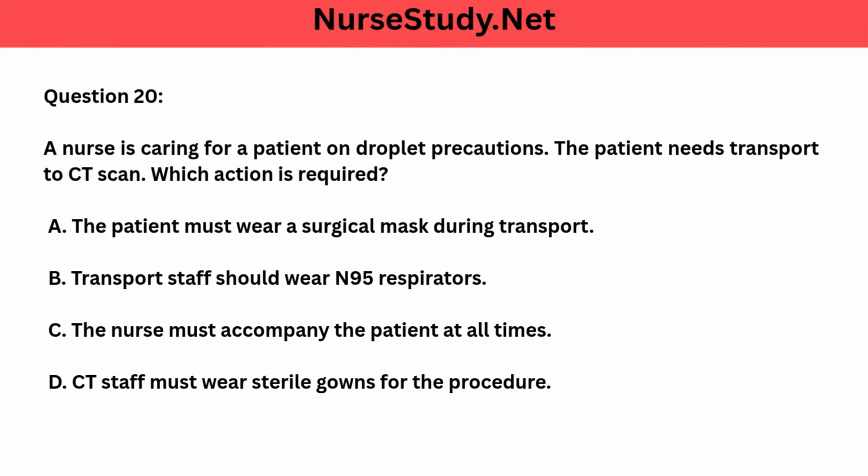Question 20. A nurse is caring for a patient on droplet precautions. The patient needs transport to CT scan. Which action is required? A. The patient must wear a surgical mask during transport. B. Transport staff should wear N95 respirators. C. The nurse must accompany the patient at all times. D. CT staff must wear sterile gowns for the procedure.